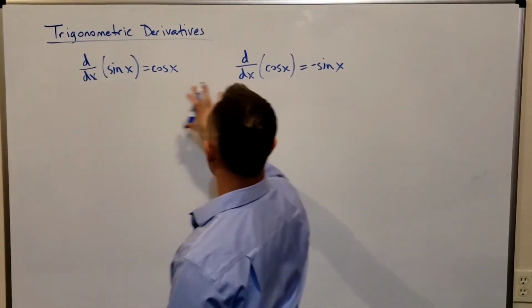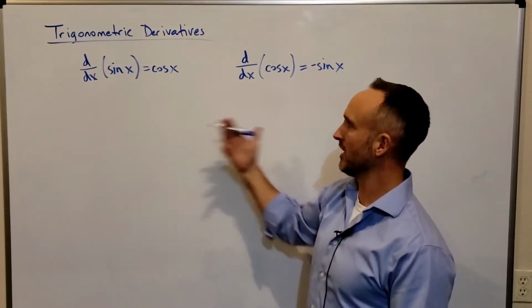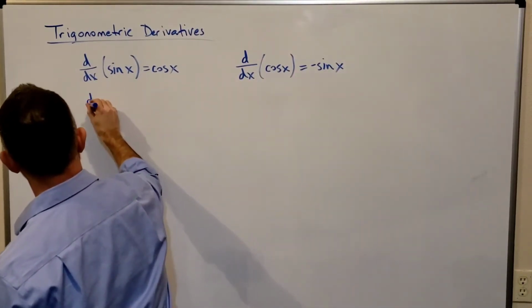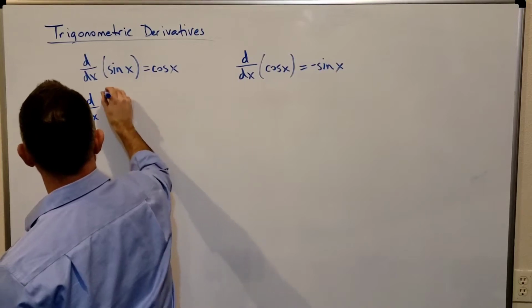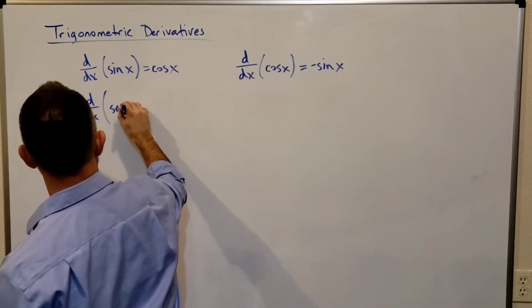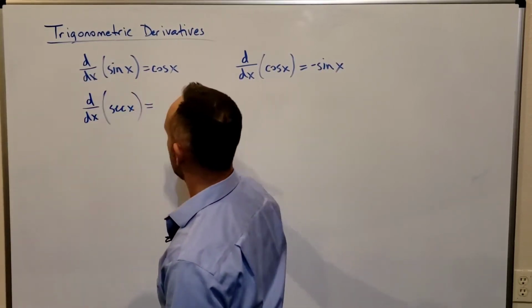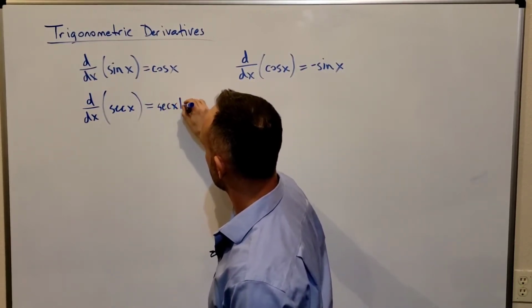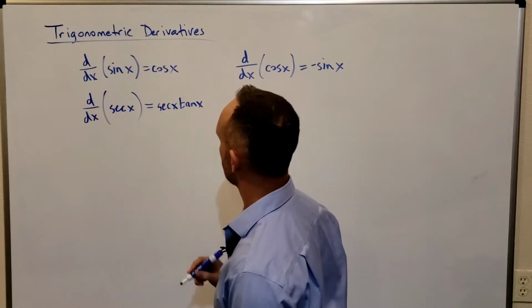And I'm organizing this way on purpose. So if you're taking notes, you may want to organize in a similar fashion because I'll point out some patterns. So next we have, let's look at the secant function, secant of x. The derivative of the secant function is secant x times tangent x.